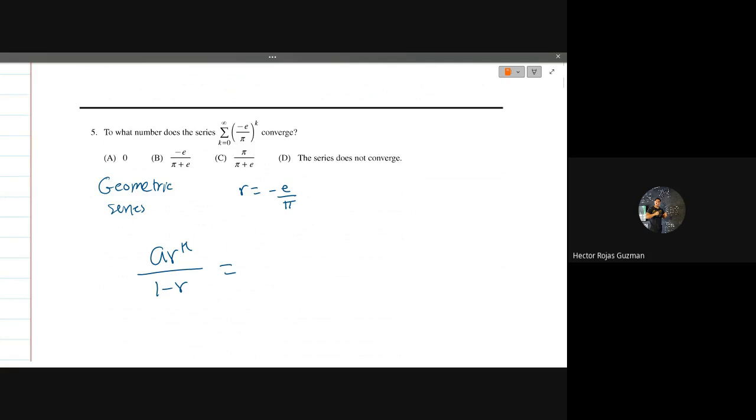So we have negative e over pi to the power of 0. That's where the series starts. 1 minus negative e over pi. This becomes 1 over, okay, we're going to get a common denominator for the 1. So it becomes pi over pi. This allows us to combine the fractions into pi plus e over pi, and finally multiply by the reciprocal. And the answer is C.